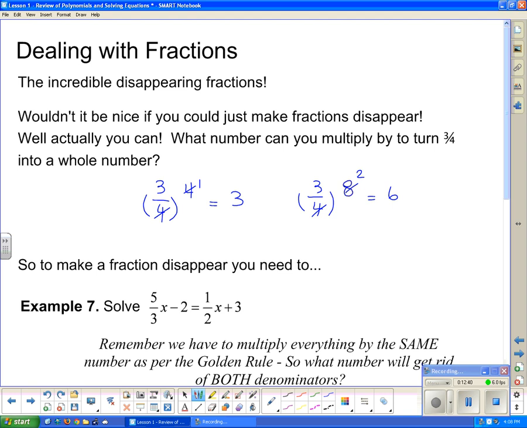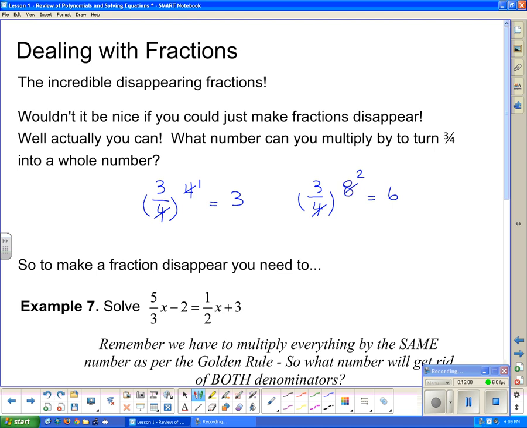And in fact, that will work for any multiple of the denominator. So in the case of 3/4, I could multiply by 4, I could multiply by 8, I could multiply by 12, I could multiply by 40, I could multiply by 400. As long as it's a multiple of the denominator, when we multiply by it, it will cancel out, and I will be left with a whole number.